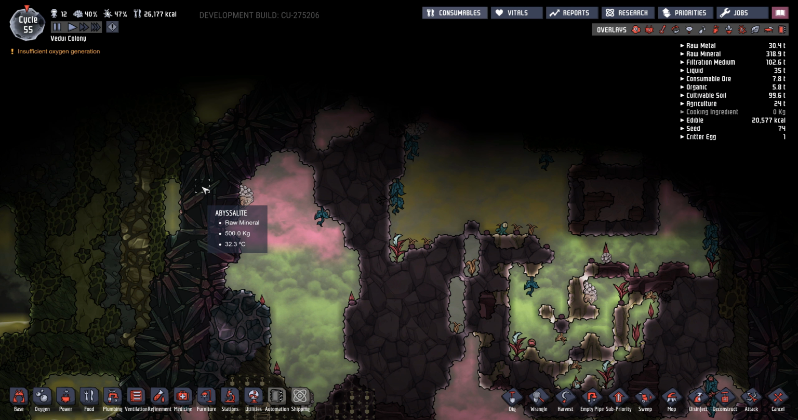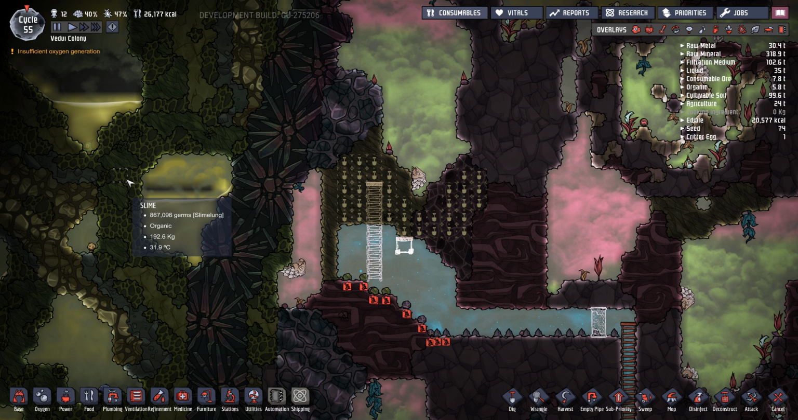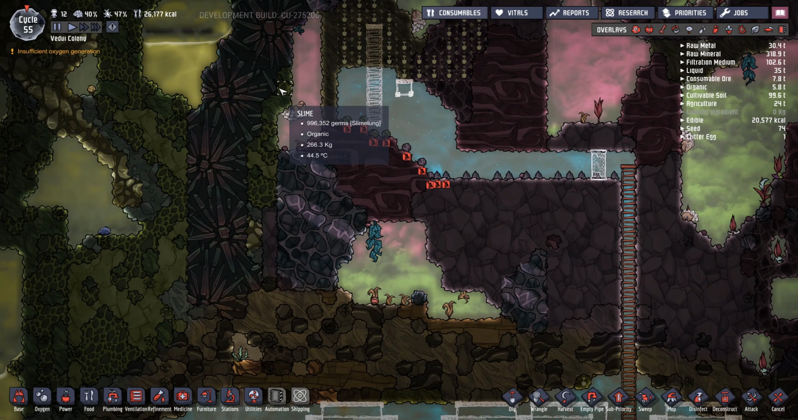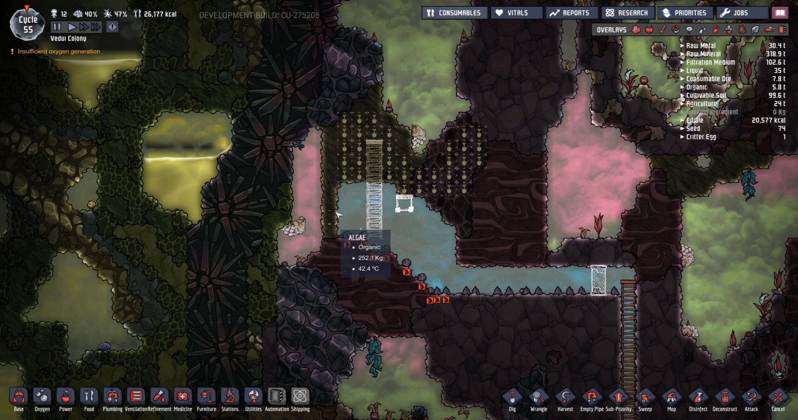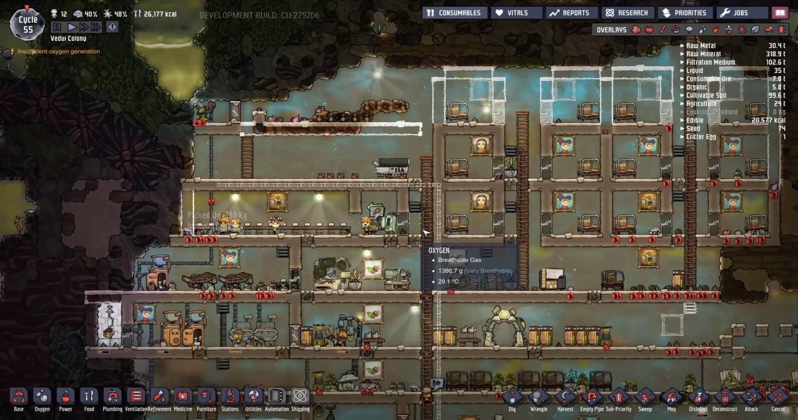I want to eventually get into the slime, but not yet. I mean, there's a lot of algae, but I want to be able to refine it, and I want to be able to handle the slime lung that is going to happen. And I think there are some ways of doing it, such as having the duplicants run through chlorine and everything. So let's see if I can get things done here.